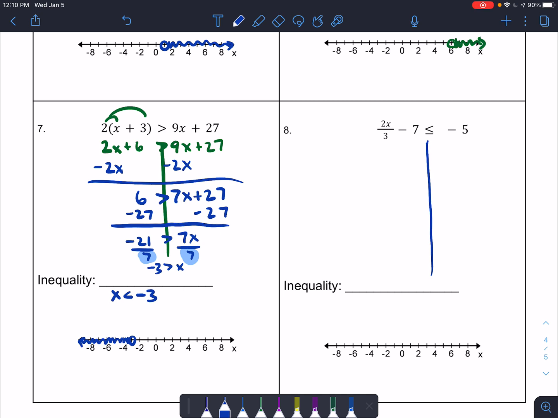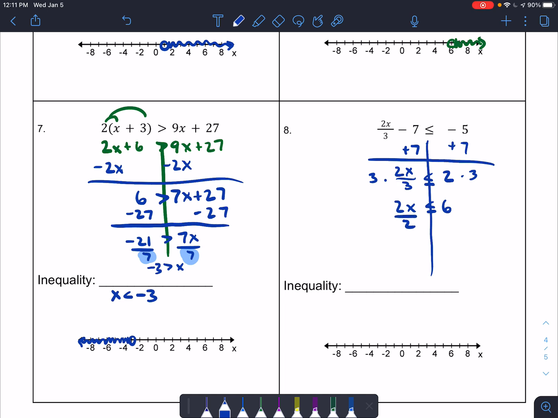Well, I can't touch that x until I start peeling back the layers, so I'm going to add 7 to both sides first, okay? When I do that, I'm left with 2x over 3. I did not divide by a negative or multiply by a negative, so now I have 2x over 3 is less than or equal to 2. When I times both sides by 3 to clear out the fraction, I get 2x is still less than or equal to 6. Again, it's less than or equal because I did not multiply or divide by a negative.